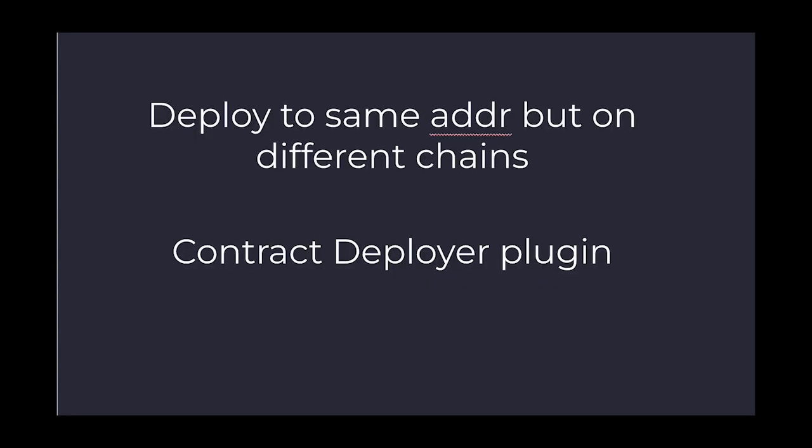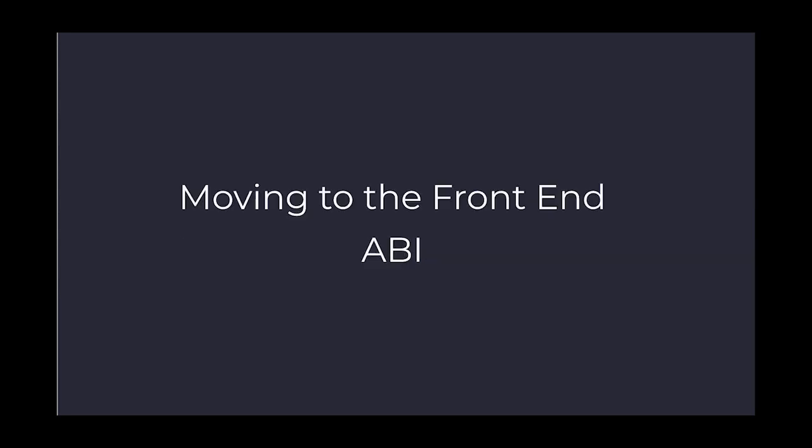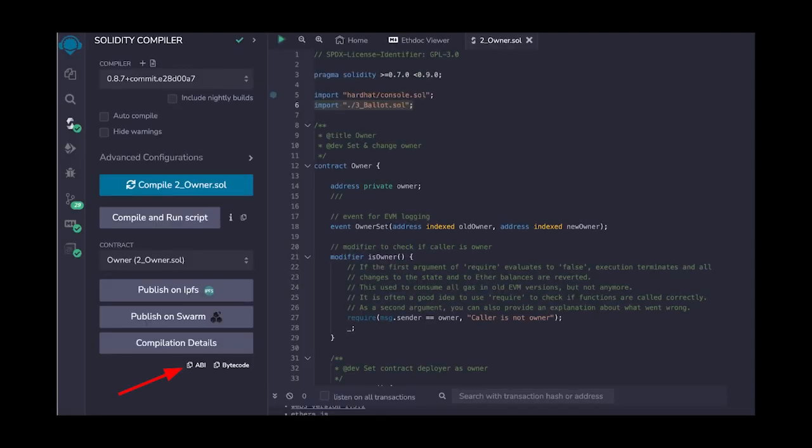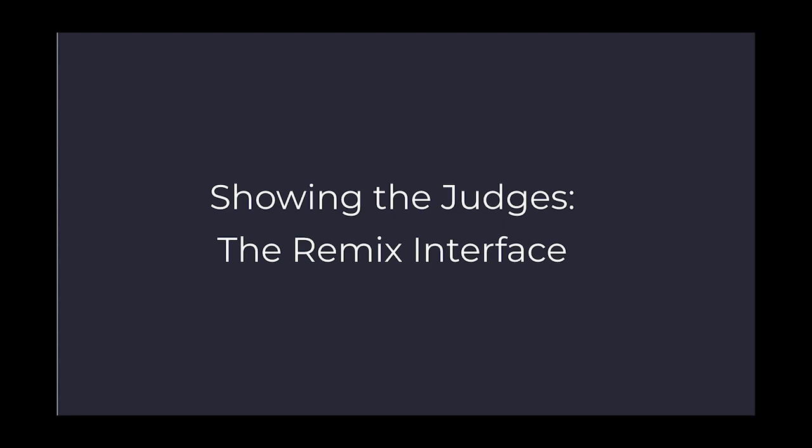Sometimes you need the same address on multiple chains. Using the contract deployer plugin, you can do this. To find it, go to the plugin manager and activate the contract deployer plugin. Now let's move to the front end. You're going to need to be able to grab the ABI. To do that, in the Solidity compiler at the bottom there, if you click the copy ABI button, you will copy the ABI.